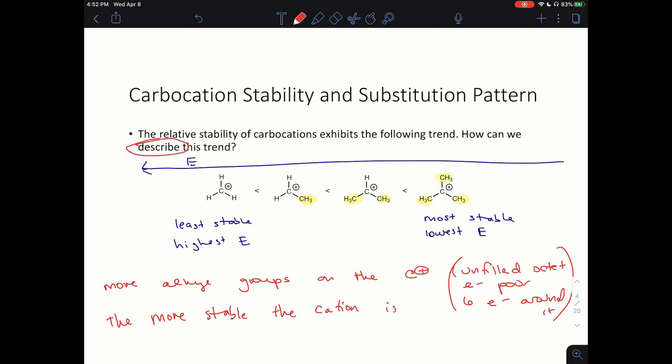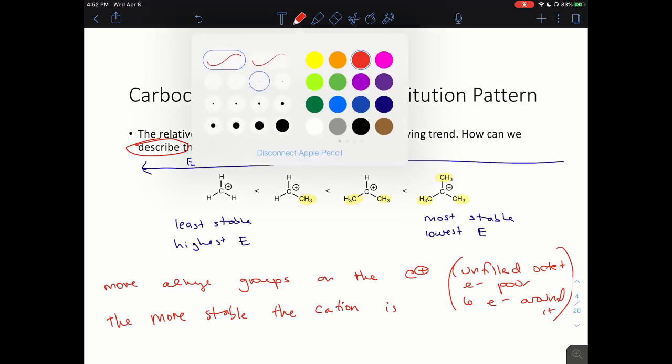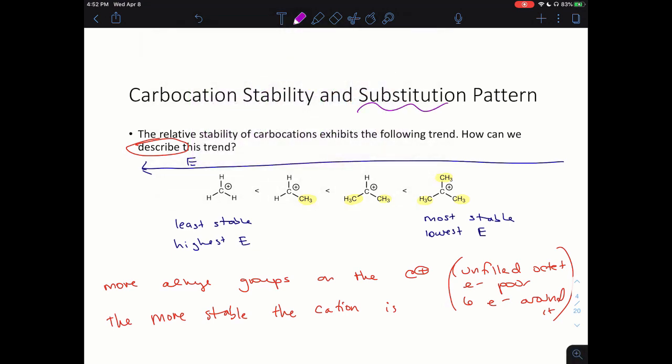Of course, we want to understand it. Before we move on, I want to introduce some terms. It says substitution pattern here. Substitution pattern refers to the number of alkyl groups bonded to some atom, and it really varies from functional group to functional group which atom you'll be referring to when you think about its substitution pattern. For carbocations, which is what we have here, we want to look at the carbon with a positive charge.